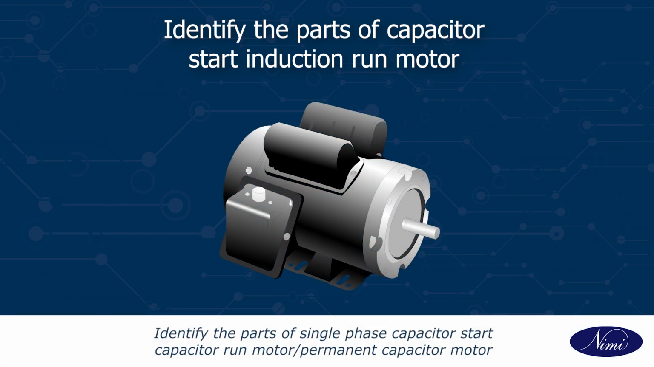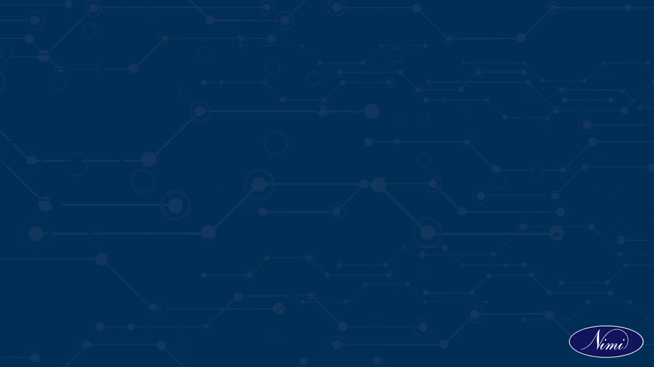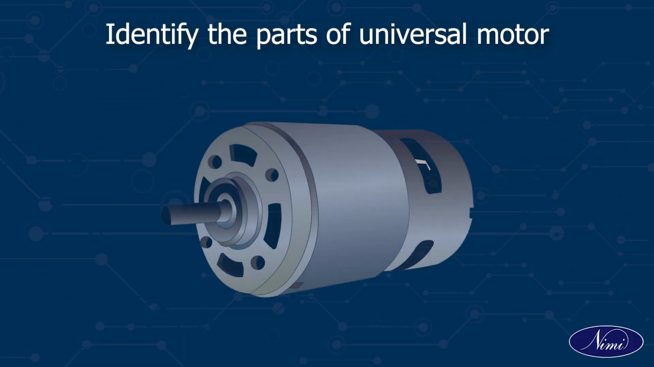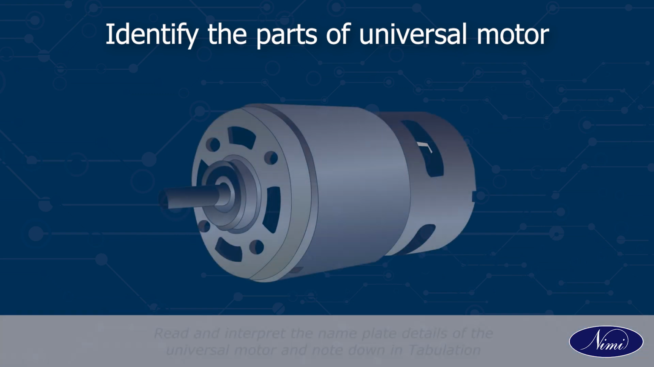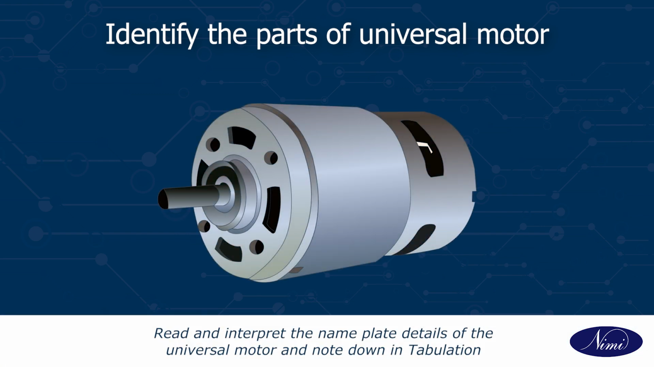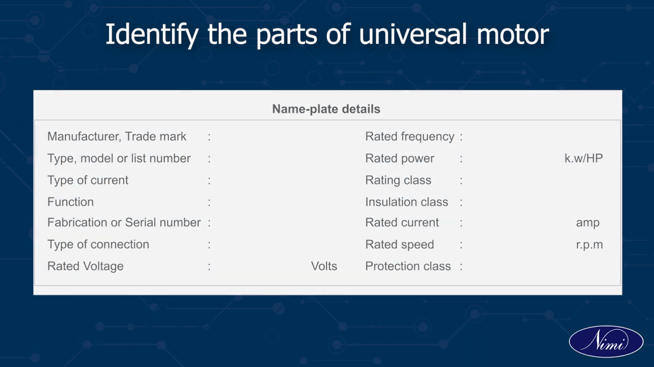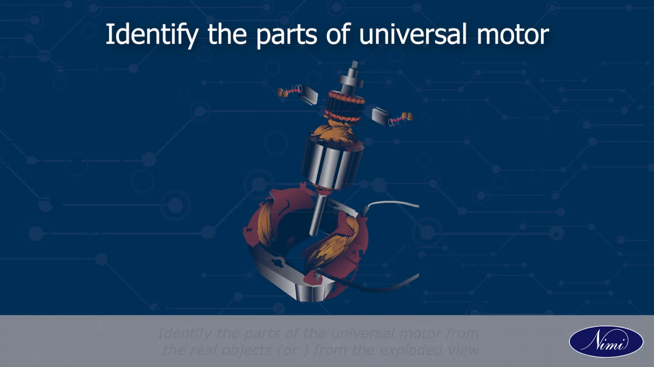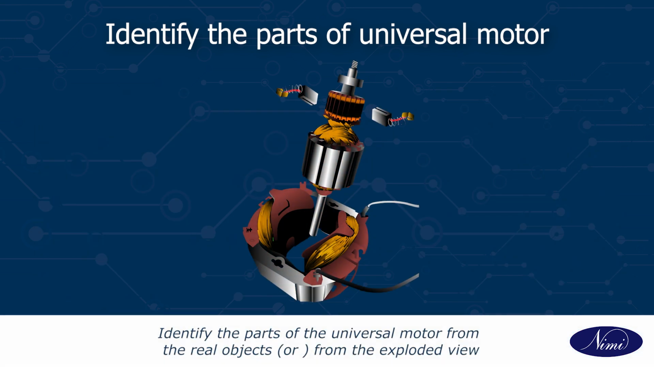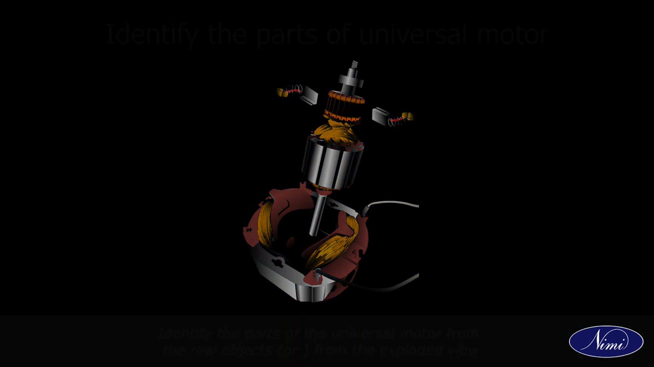Identify the parts of single-phase capacitor start capacitor run motor or permanent capacitor motor. Identify the parts of universal motor. Read and interpret the nameplate details of the universal motor and note down in tabulation. Identify the parts of the universal motor from the real objects or from the exploded view.